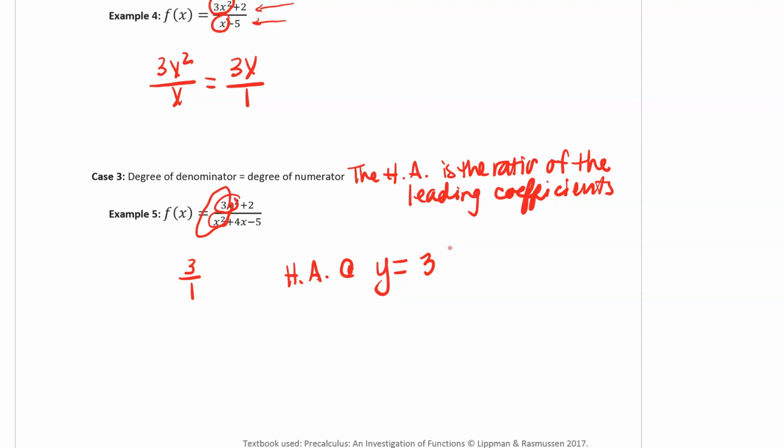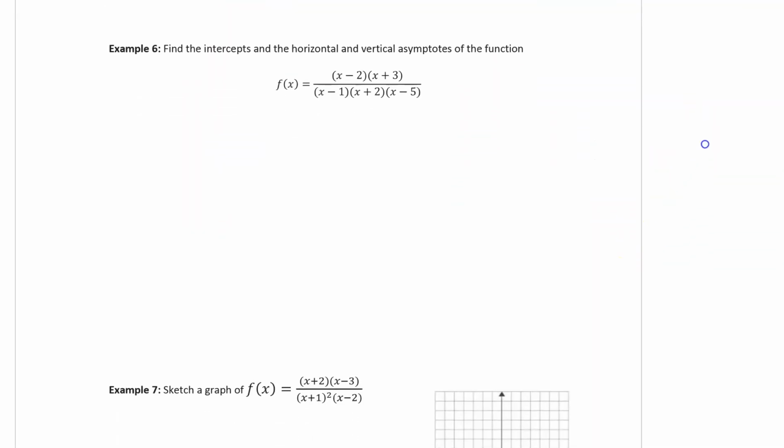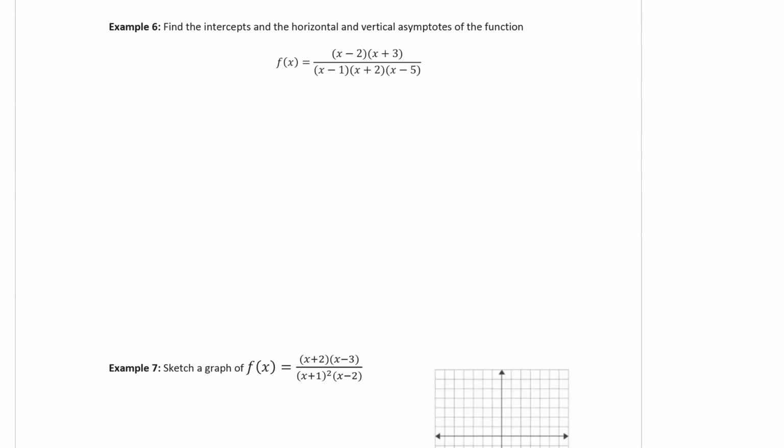You can see that all of these answers are just y equal to a number, and the reason for that is because y equal to a number is a horizontal line, thus my horizontal asymptotes. So to wrap up this chapter, let's put this all together and look at this example here. Find the intercepts and the horizontal and vertical asymptotes of the function.